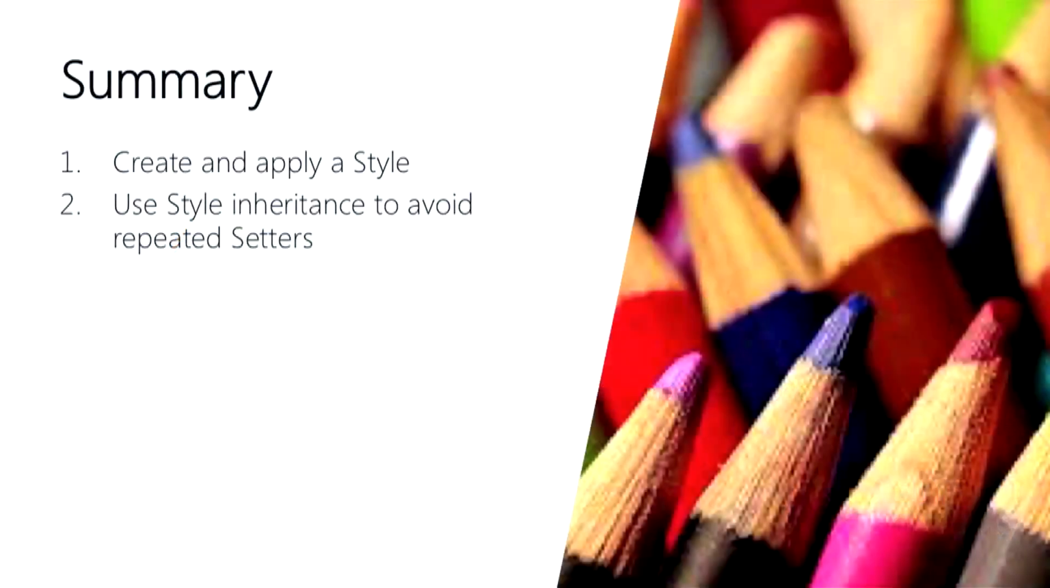So let's quickly summarize styles. Styles let you create a collection of property values and then load them into a control as a single unit. Styles are extremely common in apps that provide a custom look, and you could easily end up with one or more styles for each type of control that you use in your UI. And once you start making heavy use of styles, you'll probably want to use style inheritance to avoid repeated setters.